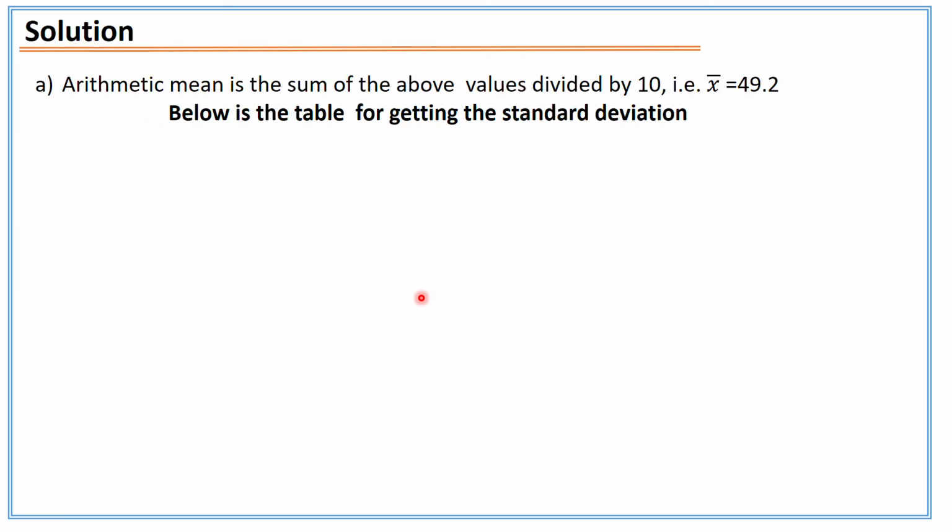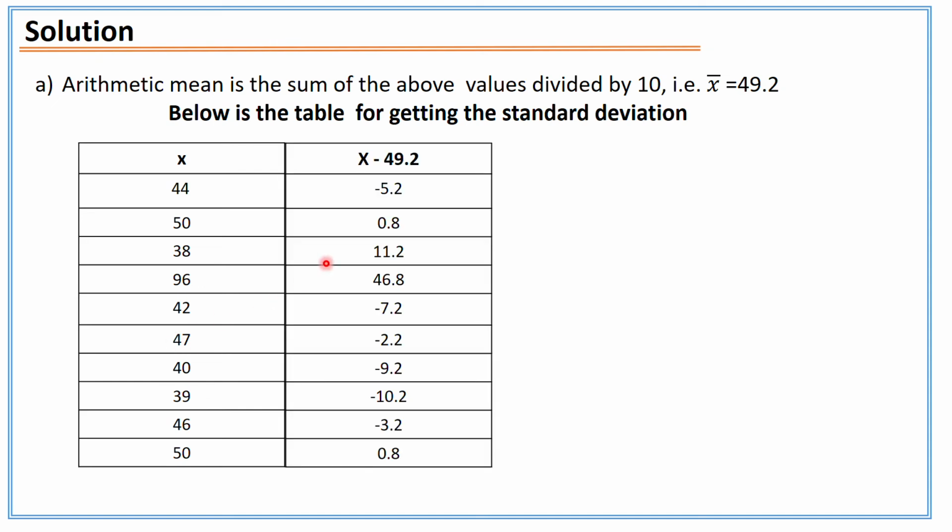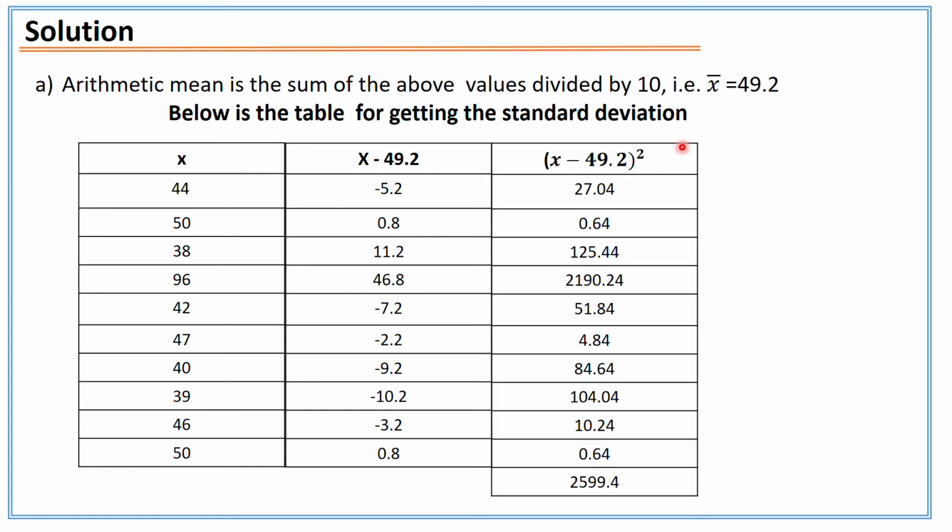Let's see. First we see the original data series, 44, 52, up to 46, 50. Then we will subtract the mean from all these data: 44 minus 49.2, 50 minus 49.2, and so on. 49.2 is the mean. We calculated the mean by adding all and dividing by 10, which came to 49.2. Then we take the square of it. (X minus 49.2) square gives 27.04, 0.64, up to 0.64. So the total is 2599.4.